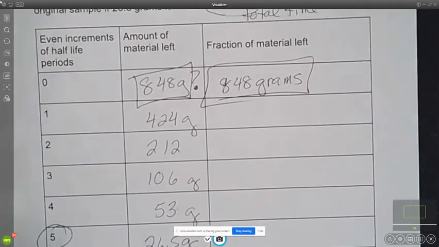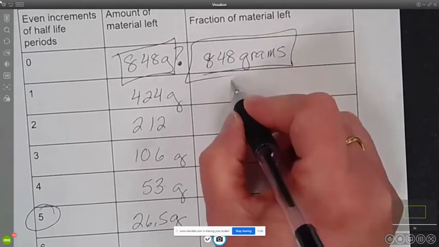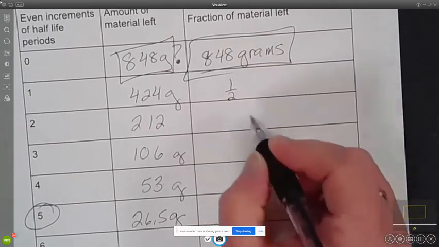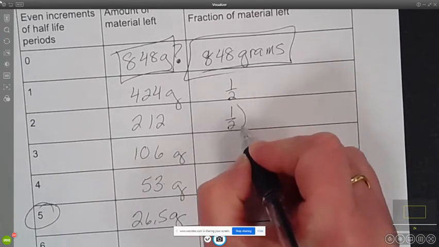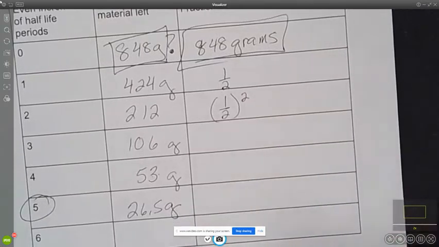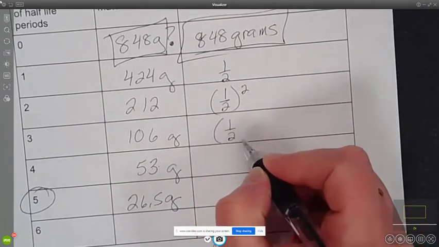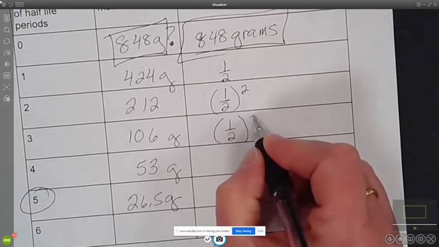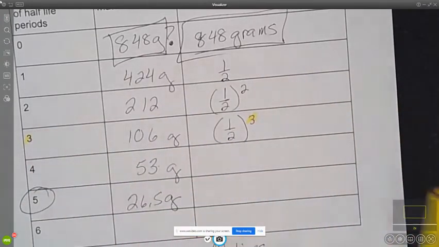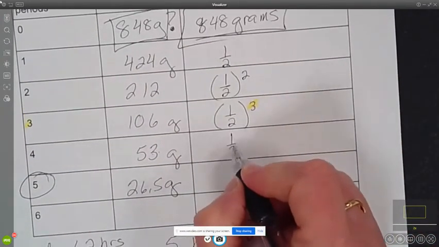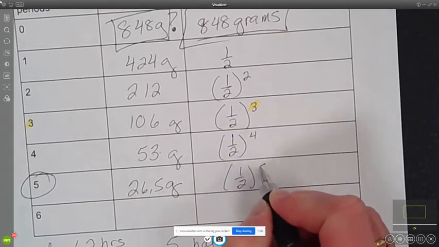There's another way to handle this. If you're more interested in formulas, we've been talking about how the fraction of material after 1 half-life, I've got half. After 2 half-lives, I've got half of the 1/2, or 1/2 times 1/2 is 1/2 squared. After 3 half-lives, I've got 1/2 of the 1/2 of the 1/2, or 1/2 to the 3rd power. Again, paying attention to that exponent will be the same. This is 1/2 to the 4th power, 1/2 to the 5th power.